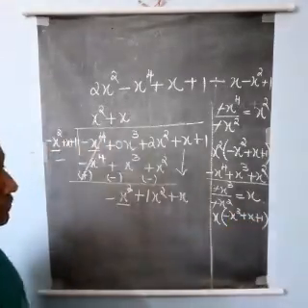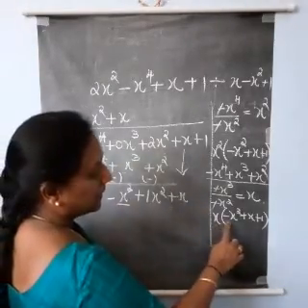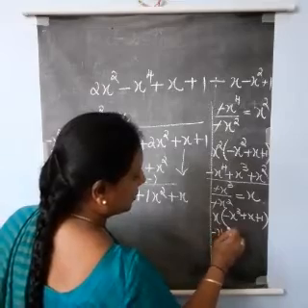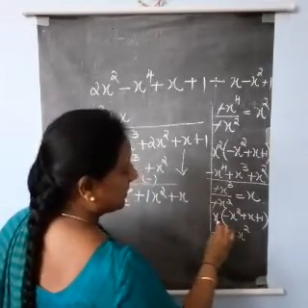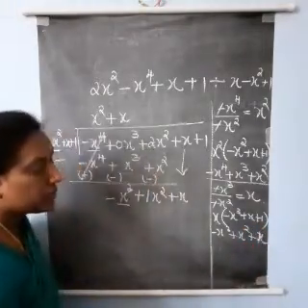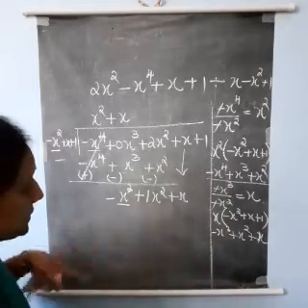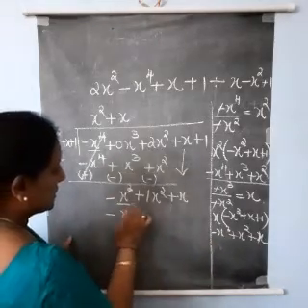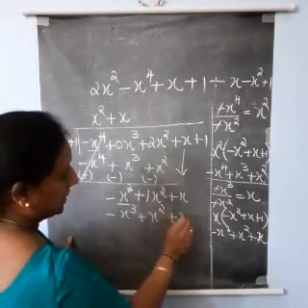Now using distributive property, expand the bracket. What will you get? X into minus x squared will be minus x cubed, right? X into x will be x squared. X into 1 will be plus x. So whatever you have got, write it under the corresponding terms. What will you get? Minus x cubed plus x squared plus x.